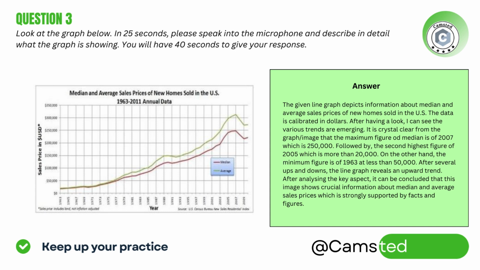Followed by the second highest figure of 2005, which is more than 20,000. On the other hand, the minimum figure is of 1963 at less than 50,000. After several ups and downs, the line graph reveals an upward trend. After analyzing the key aspect, it can be concluded that this image shows crucial information about median and average sales prices, which is strongly supported by facts and figures.